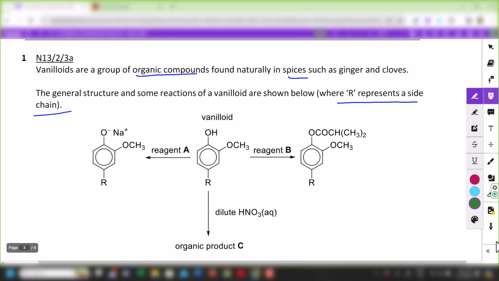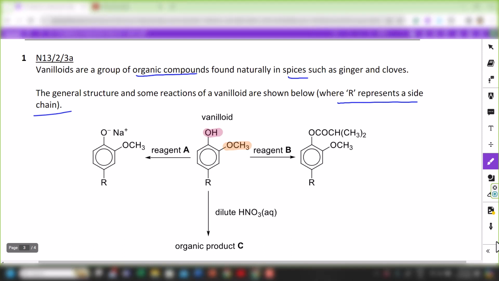Now we'll take a look at vanilloids. Okay, I'm just going to highlight the important functional group. We have a phenolic OH over here and O-methyl group. Okay, we are probably at this stage quite familiar with OH because OH is strongly donating. But what about O-methyl group?